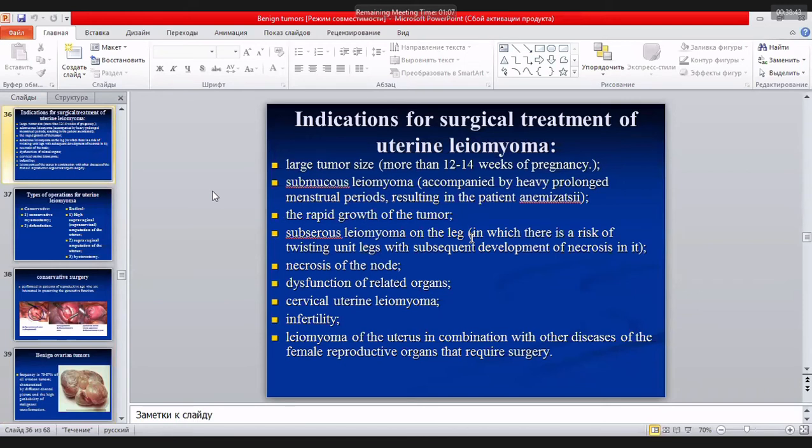That's why it is better to remove such kind of fibromyoma according to the doctor's plan, when the woman comes to the clinic, prepares for operation, and we remove this tumor. Necrosis of the node is an indication. Dysfunction of related organs, cervical leiomyoma, infertility are indications for operation, and also combination with other diseases.